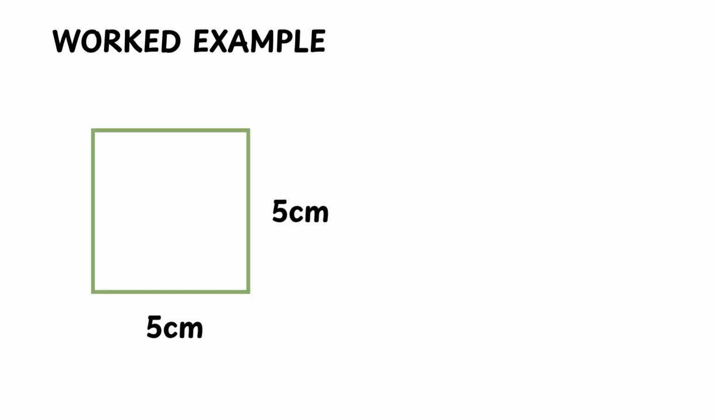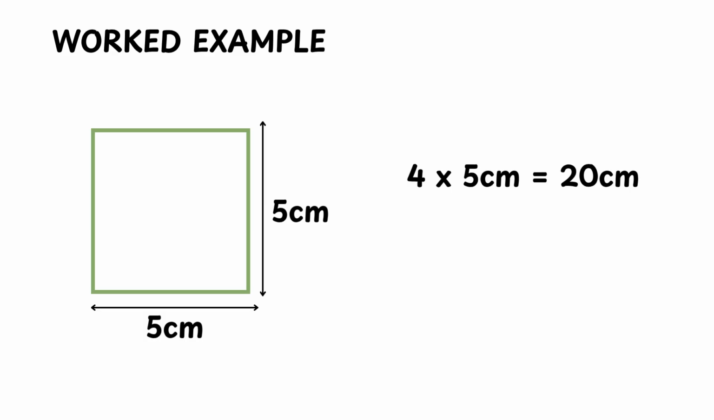Let's move to a worked example. The length of a side of the square is 5 centimeters. Since all the sides are equal in a square, we multiply 5 centimeters by 4 to obtain its perimeter. Therefore, the perimeter of the square is 20 centimeters.